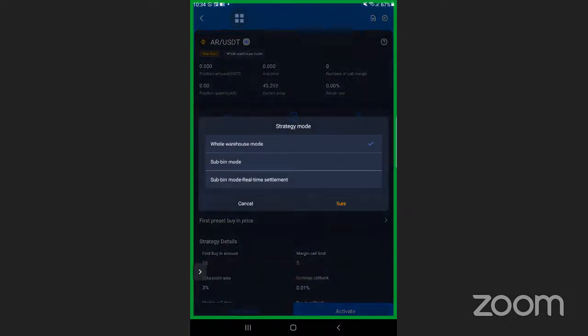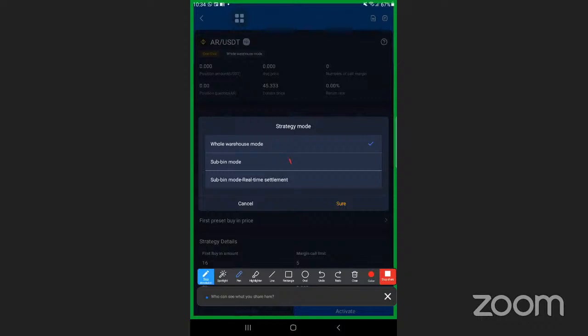When you come here, when you are using bull run strategy, make sure that your robot is under sub-bin mode. Okay? Make sure your robot is under sub-bin mode. Why?